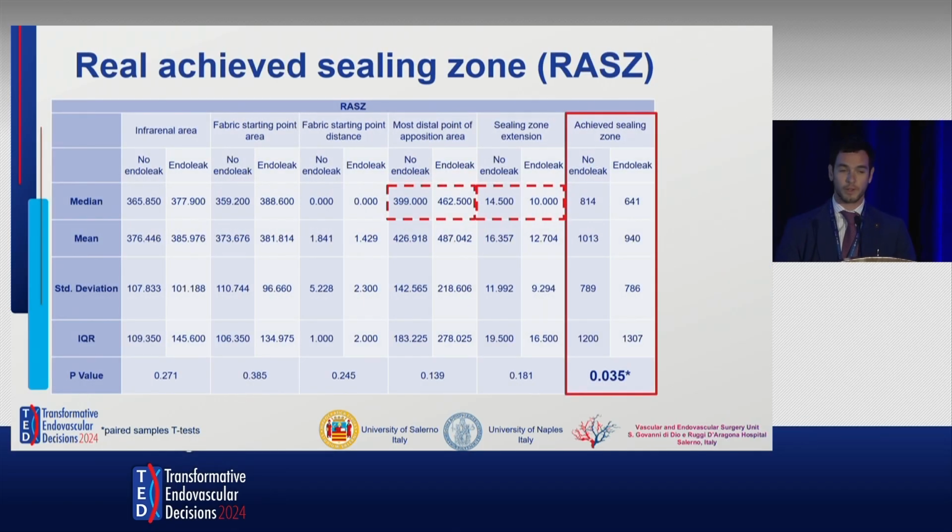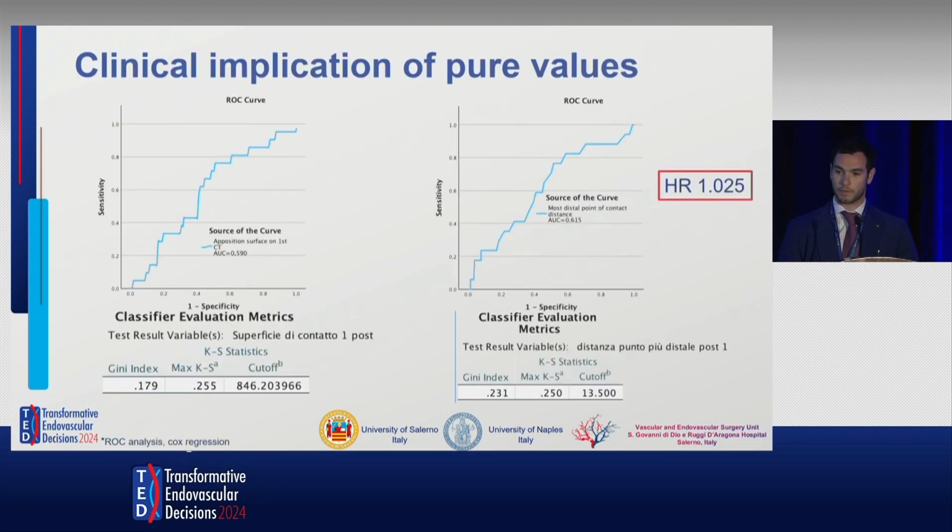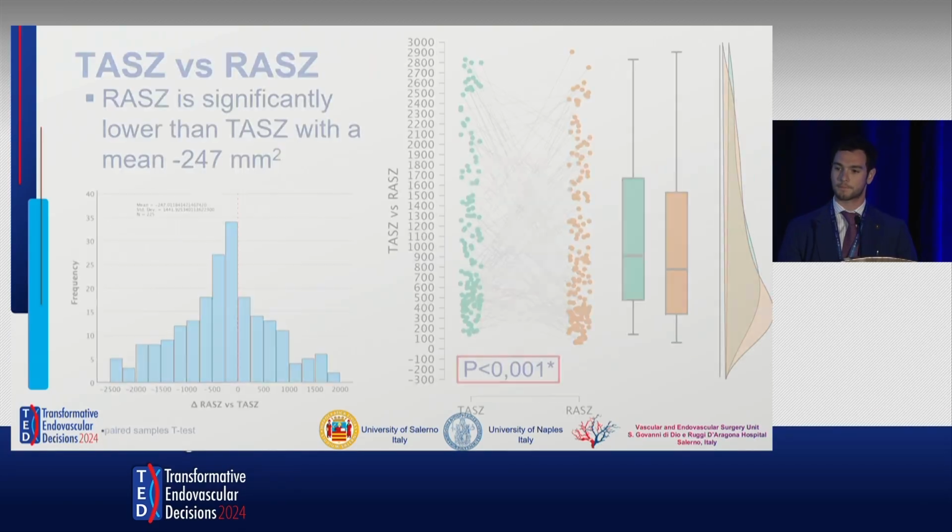As we look at the real achieved sealing zone, we see kind of a different picture, because the sealing zone of patients that develop an endoleak is lower for a combination of factors that are related to the area and also to the length. There's a clinical implication of poor values, as patients with proximal sealing area shorter than 13 millimeters and a half showed an increased risk of type 1A endoleak as well as for a decreased surface.